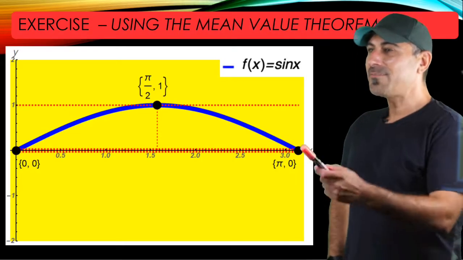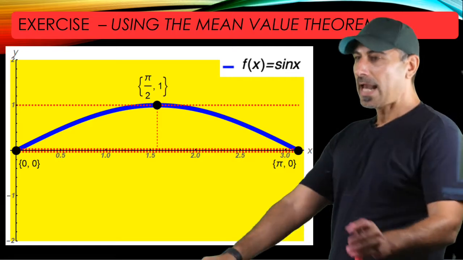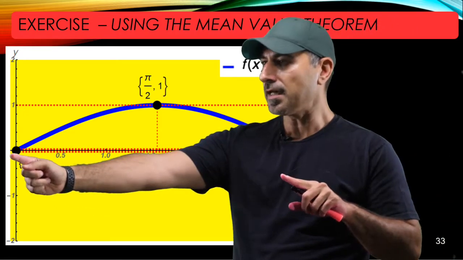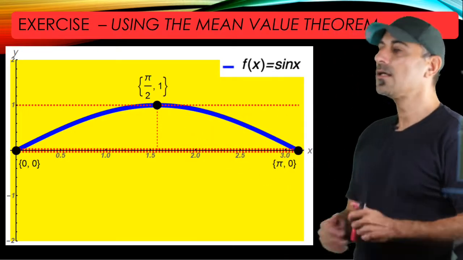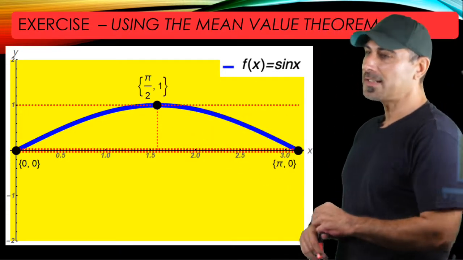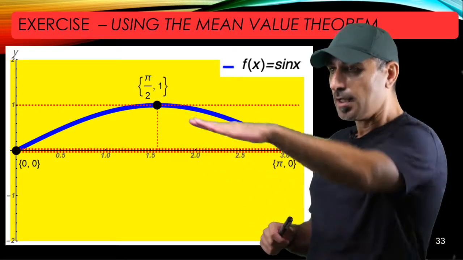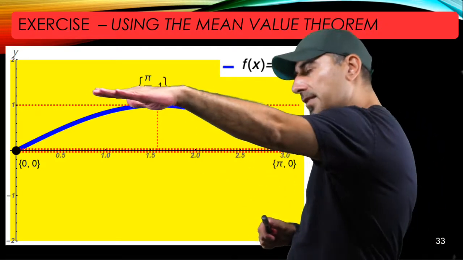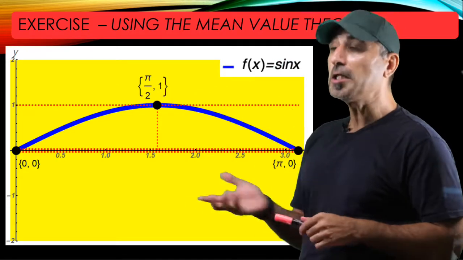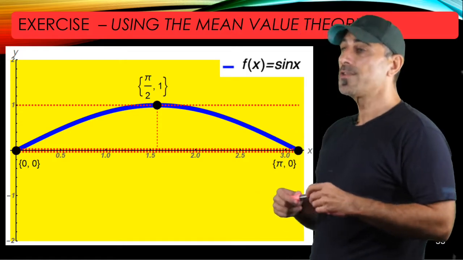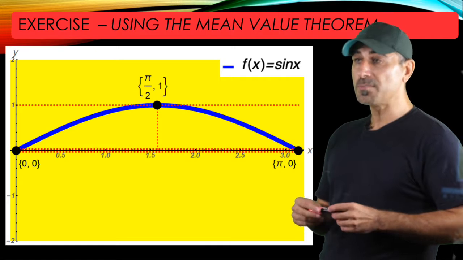And here is the graphical outlook of the function sine x over the interval 0 and pi. If you look at the secant line connecting f of 0 and f of pi, you can see that it's a horizontal line. And the same horizontal line can be achieved as a tangent line at the point pi over 2. As you see, there's a flat horizontal tangent line at pi over 2. And in fact, this is what is guaranteed in the conclusion of the mean value theorem. So this graph confirms the conclusion of the mean value theorem.